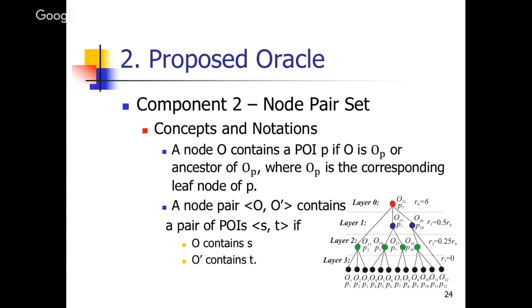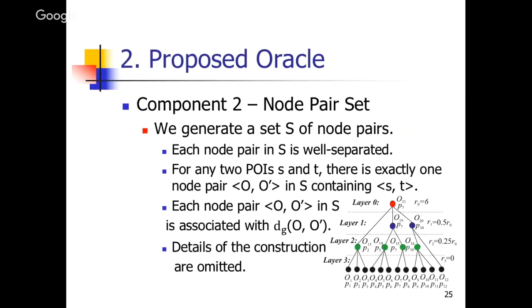Let me continue this presentation. A node pair O and O prime contains a pair of POIs S and T if O contains S and O prime contains T. So in this example, the node pair O13 and O16 contains P1, P10.